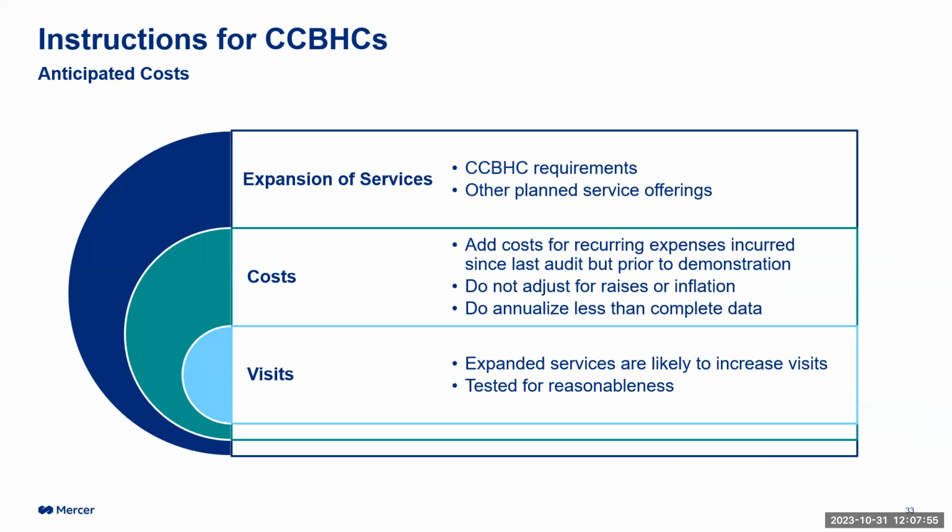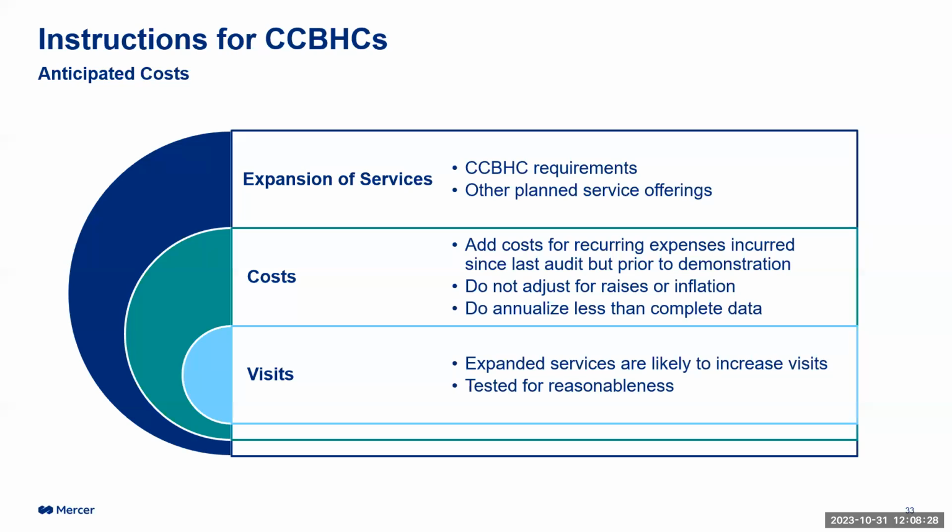Anticipated costs are for the expansions of services to meet the CCBHC requirements and any other planned service offering increases. You add costs for recurring expenses incurred since the last audit, but prior to the demonstration period. So these are the costs you want to add to meet the CCBHC program. Do not adjust for anything for inflation. We have an MEI adjustment in the cost report that is going to account for that.